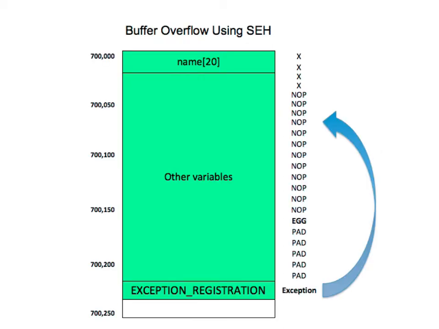So this is how this one looks. You overflow the name, you put in the NOP, you put in the egg, you put in the padding, and down here, you don't target the stored EIP, you find the SEH record, which is also available, and change that. Then you trigger an exception somehow.